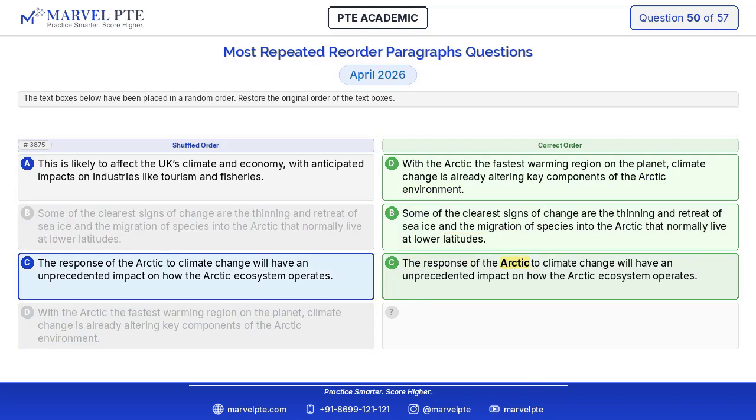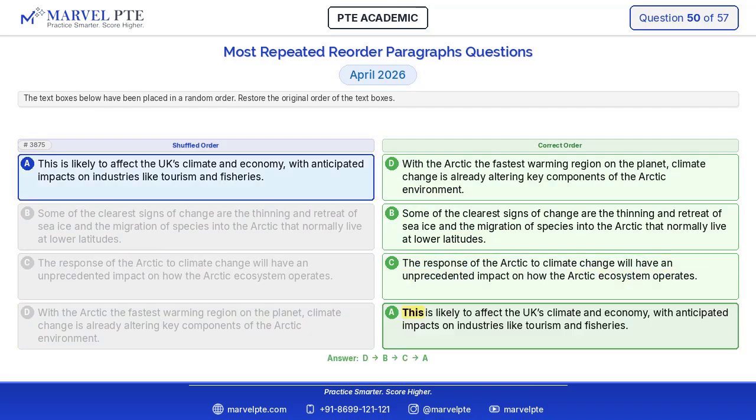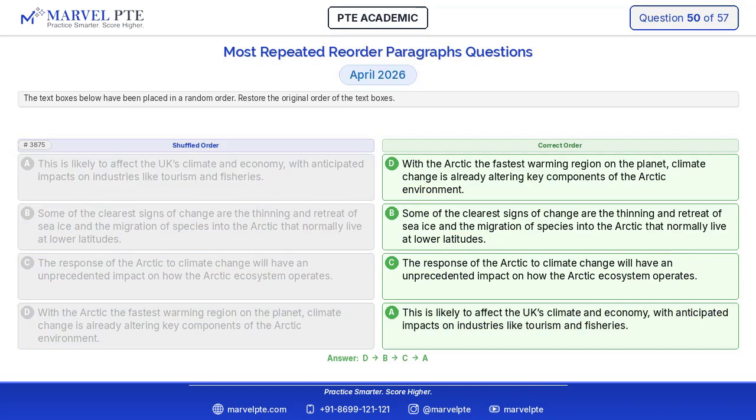The response of the Arctic to climate change will have an unprecedented impact on how the Arctic ecosystem operates. This is likely to affect the UK's climate and economy, with anticipated impacts on industries like tourism and fisheries.